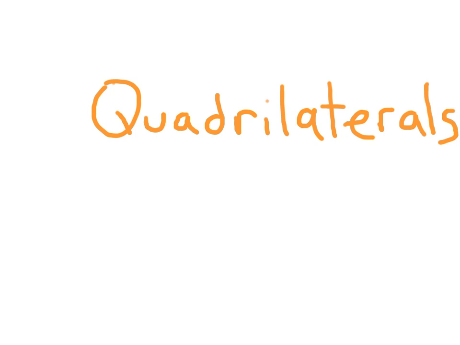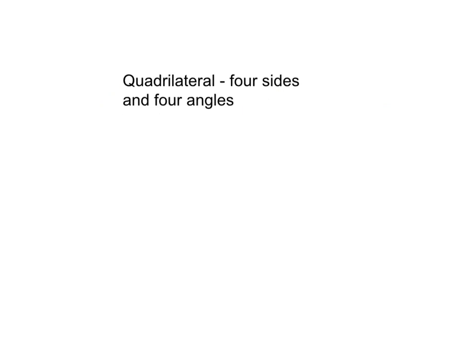Let's learn more about quadrilaterals. A quadrilateral has 4 sides and 4 angles. 1, 2, 3, and 4. A quadrilateral has 4 sides and 4 angles.